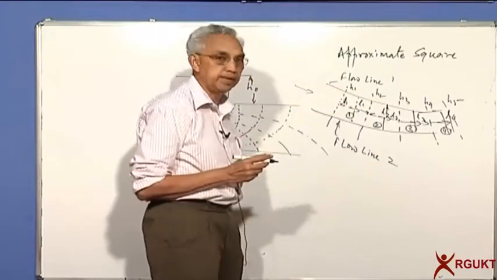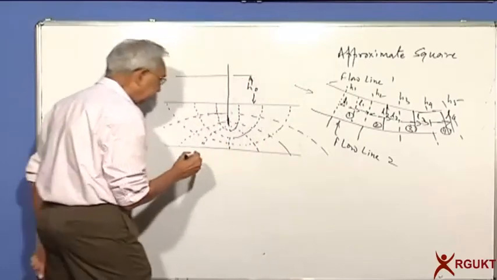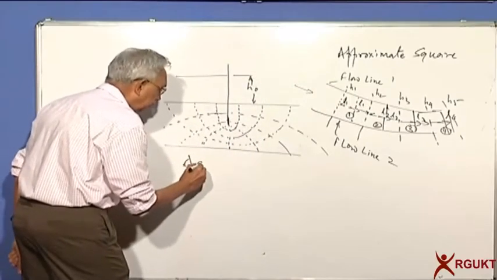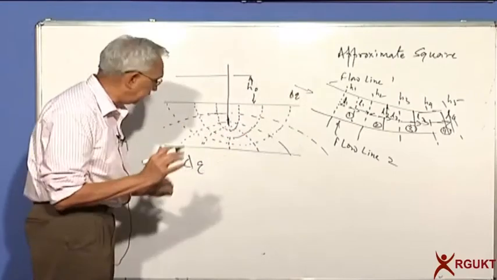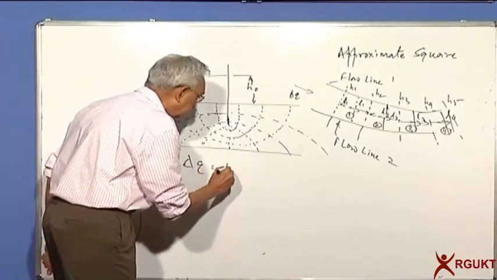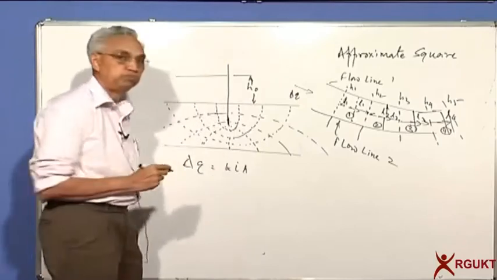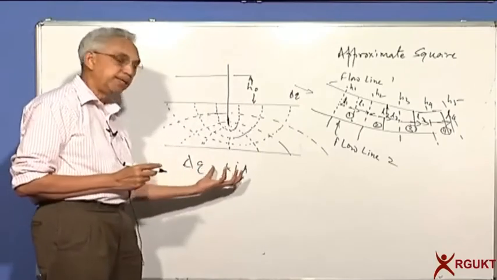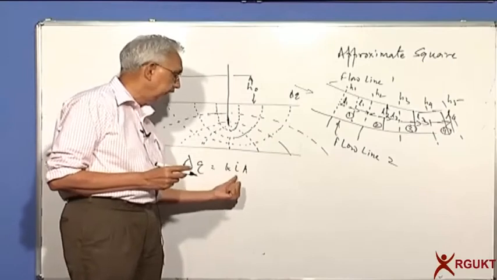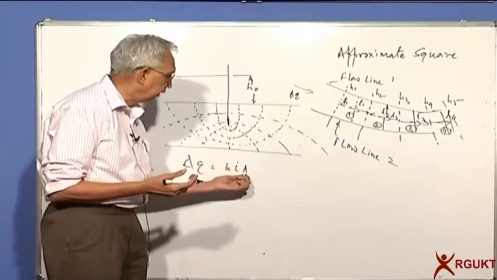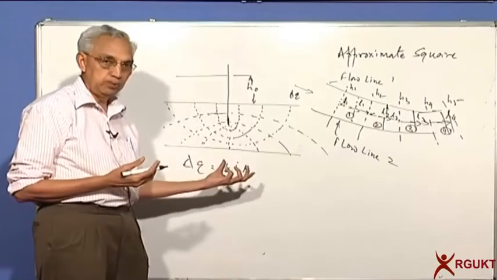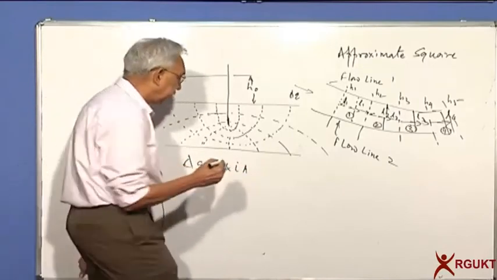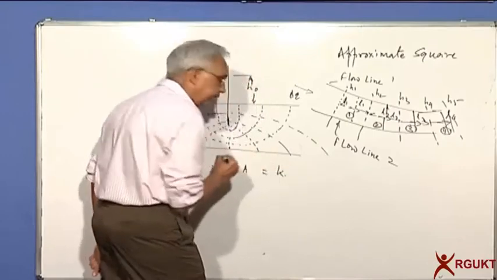So let us look at this particular flow. Can I say the flow delta Q between two flow lines is equal to permeability K into i into A? This is the standard Darcy equation. K into i gives me the velocity, into area gives me the quantity of flow, the rate of flow. Can I say this is equal to K?